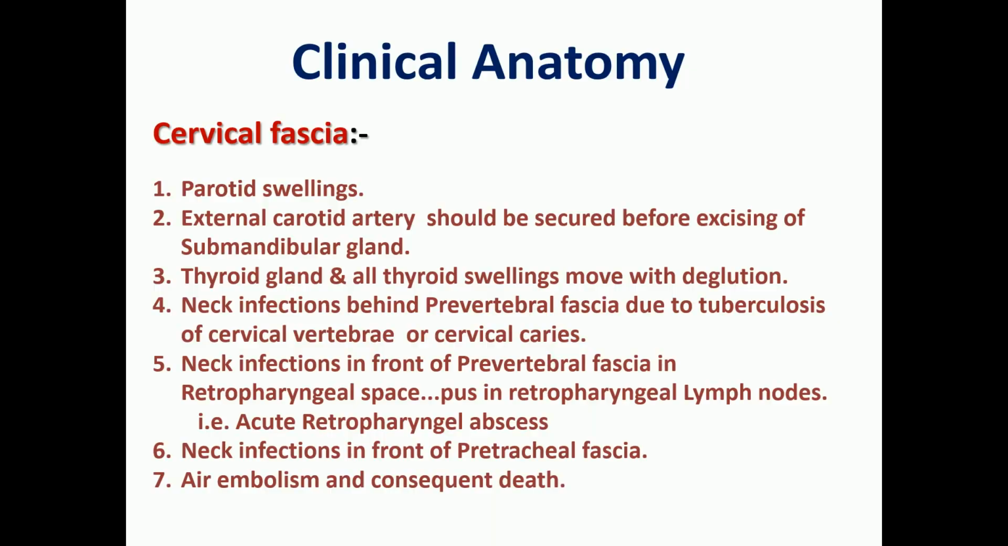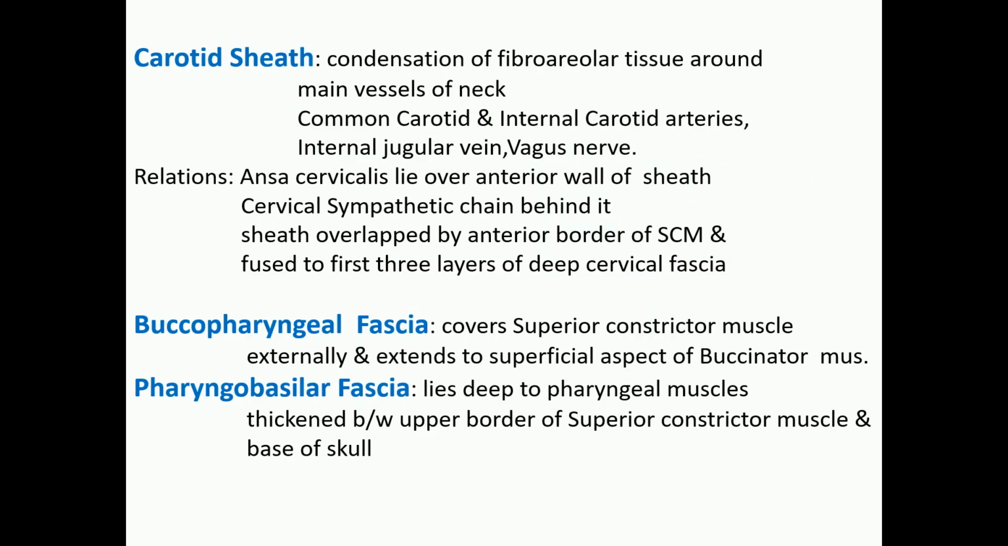Okay. Now buccopharyngeal fascia. It covers the superior constrictor muscle of the pharynx externally and extends up to the superficial aspect of the buccinator muscle. Buccopharyngeal fascia extends from the base of skull up to the esophagus. And then pharyngobasilar fascia. It is a similar layer of fascia on the internal surface of the constrictor muscles, called the pharyngobasilar fascia, and it is thickened between the upper border of the superior constrictor muscle and the base of the skull. So these are the five modifications of the deep fascia.